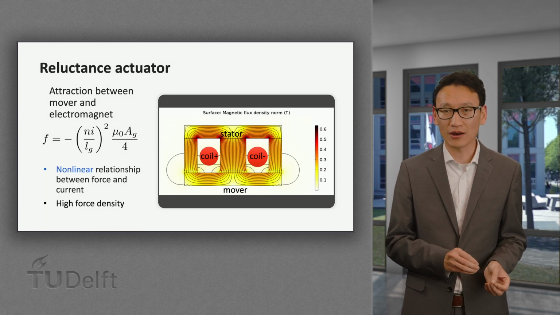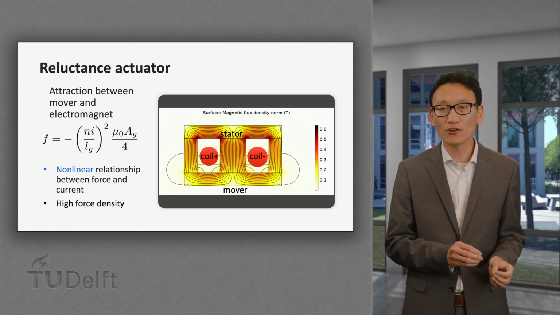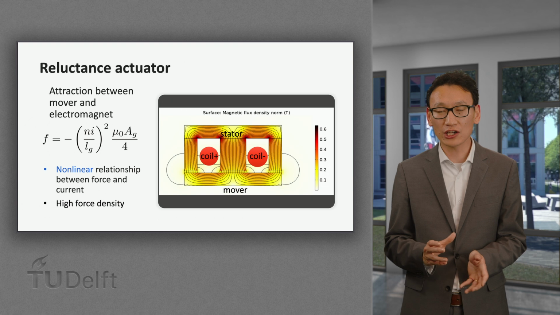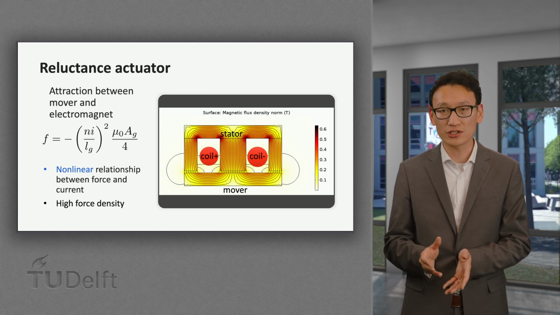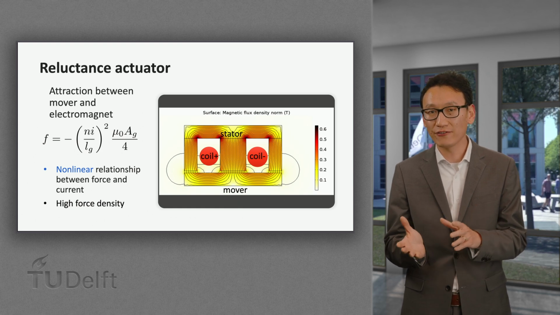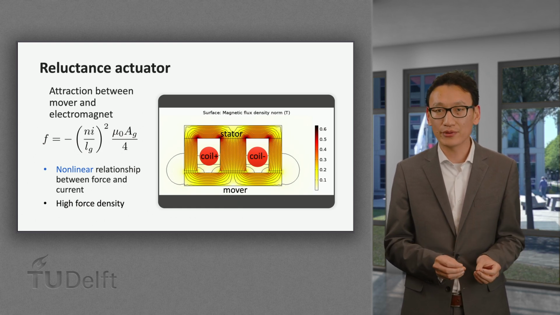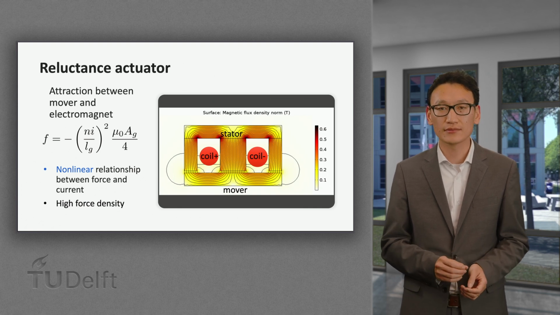As we can see from this equation, the linearity is lost. Now, the force is a quadratic function of the coil current. This, of course, is a disadvantage from a control perspective, but the reluctance actuator has a higher force density than the Lorentz type, mainly because it needs a smaller gap to construct.